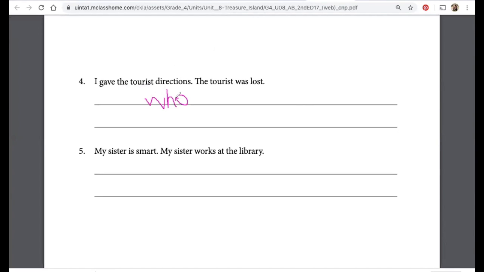And number 5, I want you to try this one on your own. It says, my sister is smart. My sister works at the library. So you're going to have to write your own sentence, okay? So on this last combination of sentences it gave us, we were going to use who. So you've got to write that on your own. And since we're also talking about my sister, which is a she, that is a subject. So we're going to use the relative pronoun who as well. So on both of these sentences, you're going to use who.